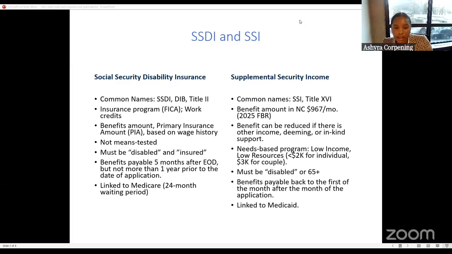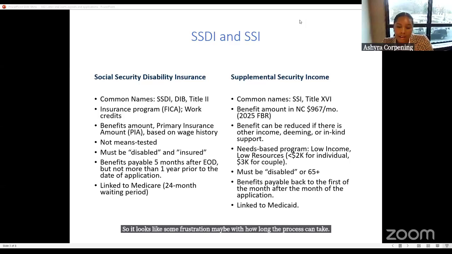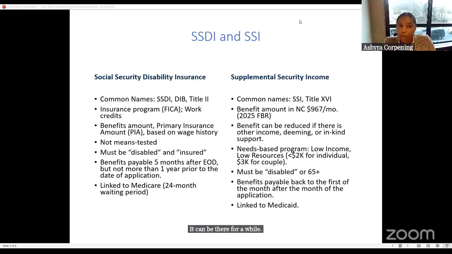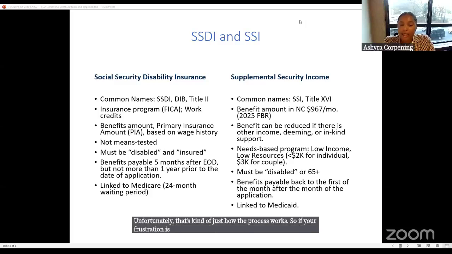So it looks like there's some frustration maybe with how long the process can take. And it can take a long time. That's not abnormal. Once DDS has your case, or when you request reconsideration, it can be there for a while. And there's not really much that you could do to expedite that. Unfortunately, that's just how the process works. So if your frustration is with the time frame, that is just a feature of Social Security.